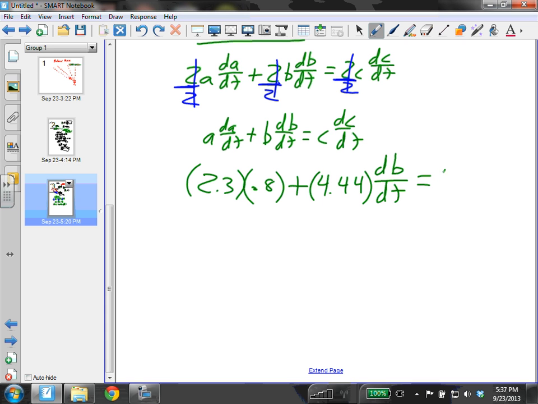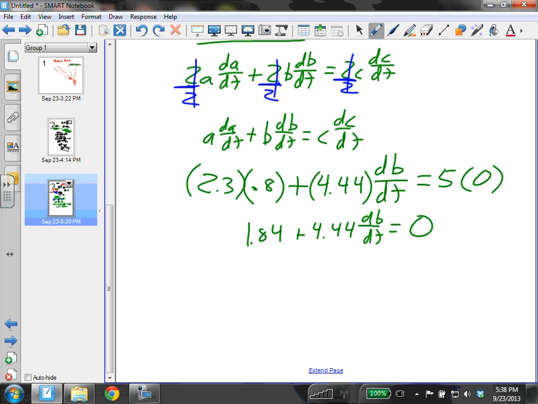C was given to us as 5, and dC/dt equals 0. And now we have an equation where we simply need to solve for dB/dt. So if we multiply 2.3 and 0.8, we get 1.84, plus 4.44 times dB/dt should equal 0. 5 times 0 there will give us 0.